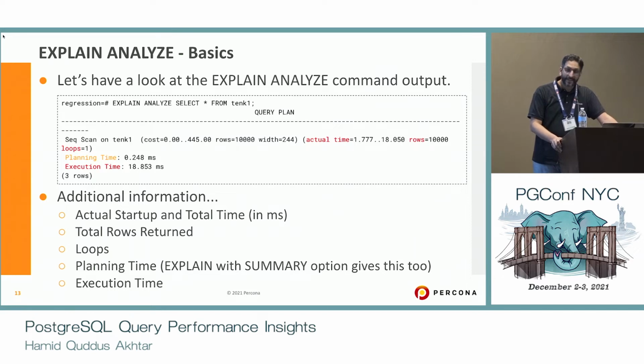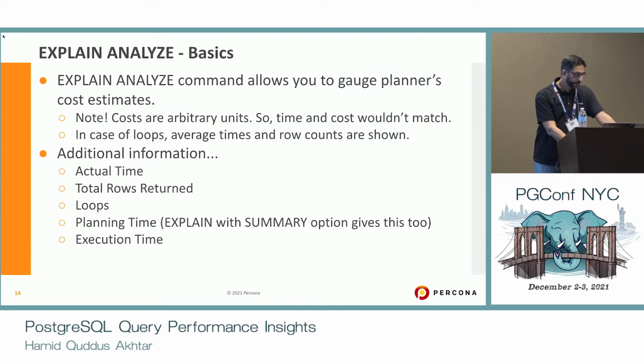It also presents planning time, and you can see that if you use the summary keyword with the explain command, and then you have the execution time as well. So as I said, explain analyze is a way of correlating the arbitrary cost numbers with the actual times, and that's a way of tuning those cost parameters better.